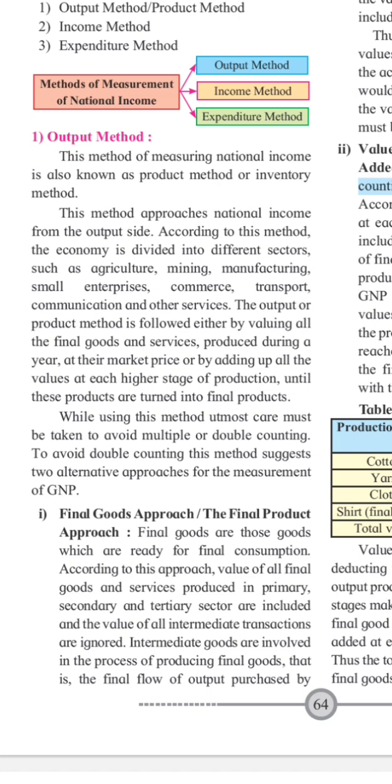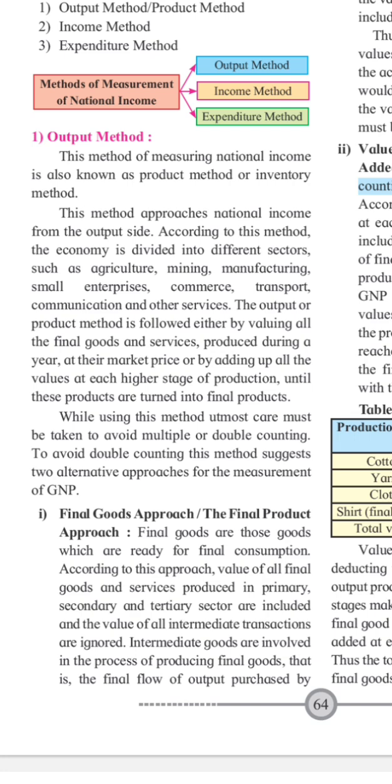In this method, national income is measured from the production side. It is the output method, so output is the final production. So in this method, national income is measured from the production side, and we calculate the total value of final goods and services produced in 1 year.